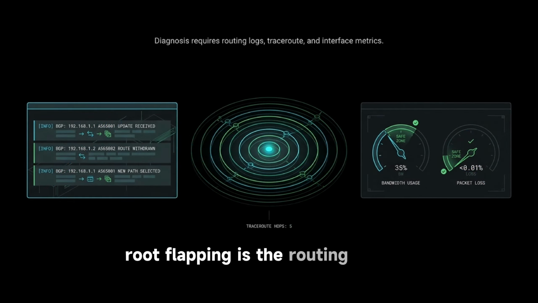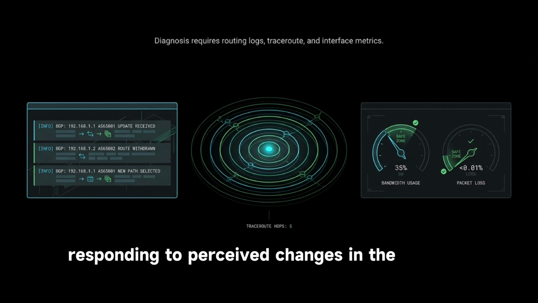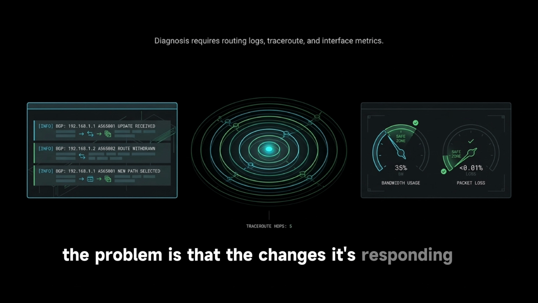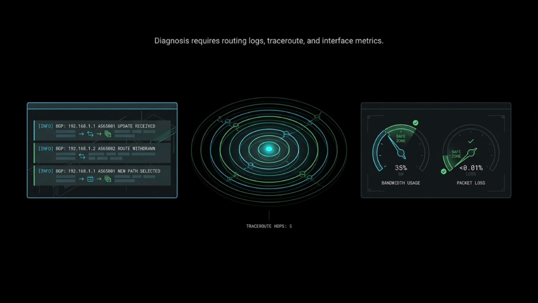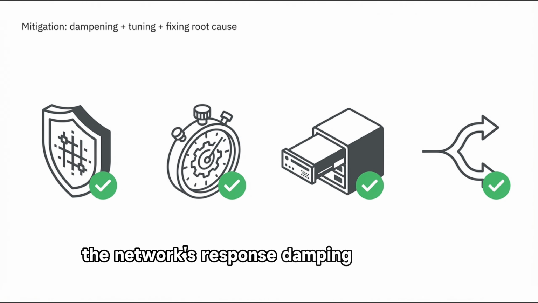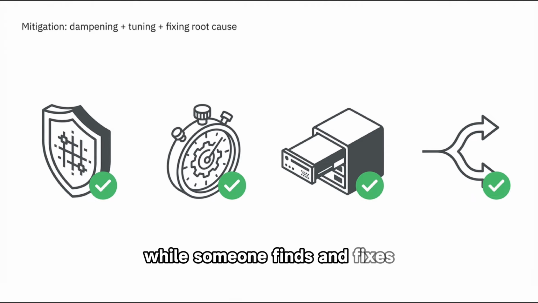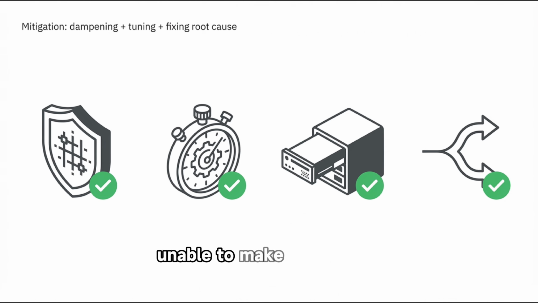Route flapping is the routing system doing exactly what it was designed to do, responding to perceived changes in the network. The problem is that the changes it's responding to are themselves unstable, real enough to trigger the protocol mechanisms, not real enough to stay consistently in one state. The network's response, dampening, suppression, timer adjustments, is a set of coping mechanisms, ways of absorbing the instability at the routing layer before it propagates too widely. None of them fix the underlying cause, they just limit the blast radius, while someone finds and fixes whatever is making that route unable to make up its mind.